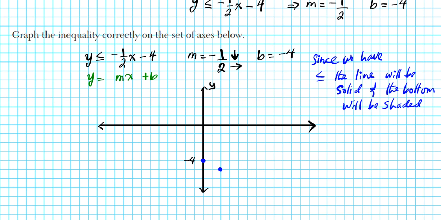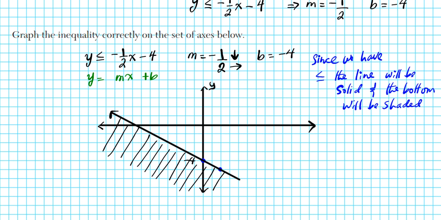Alright, so let's go ahead and draw our solid line through these 2 points. And then the direction of the shading will be downwards. So just draw lines like this, nothing too fancy, and that will satisfy the requirement.